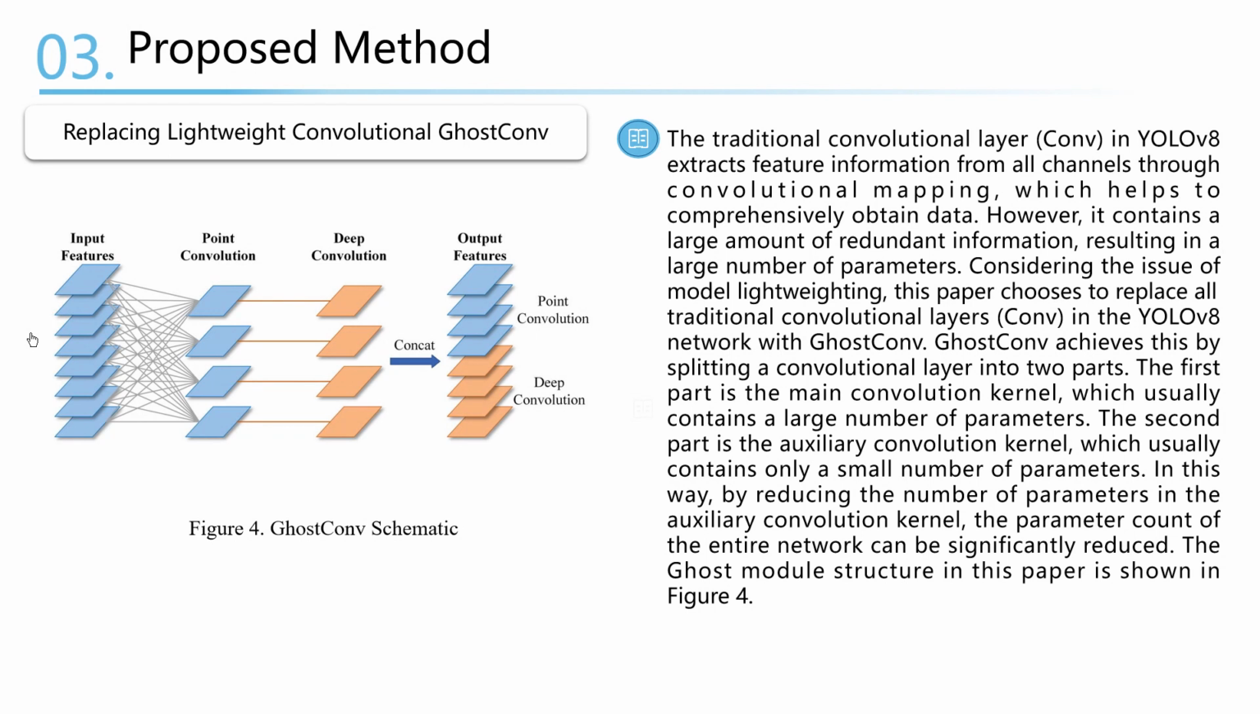In this way, by reducing the number of parameters in the auxiliary convolutional kernel, the parameter count of the entire network can be significantly reduced. The GhostConv model structure in this paper is shown in Figure 4.